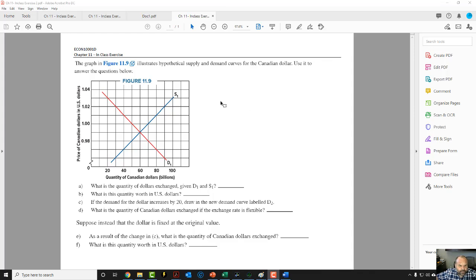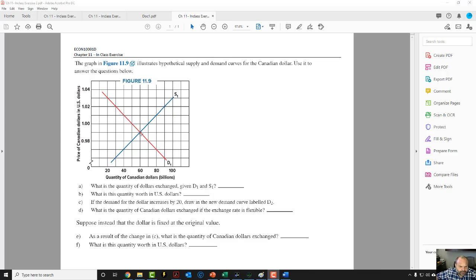Now let's look at another exercise. So here we have a figure which shows us the quantity of Canadian dollars on the horizontal axis, and on the vertical axis is the price of Canadian dollars in US dollars. Okay, so this is how many US dollars you would need to buy a Canadian dollar. And so the higher this amount, as this goes up, our currency would be appreciating, because that would suggest you need more US dollars to buy 1 Canadian dollar.